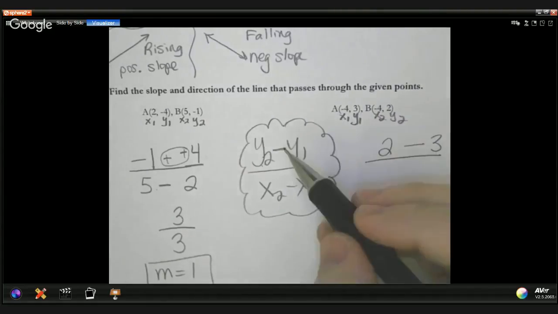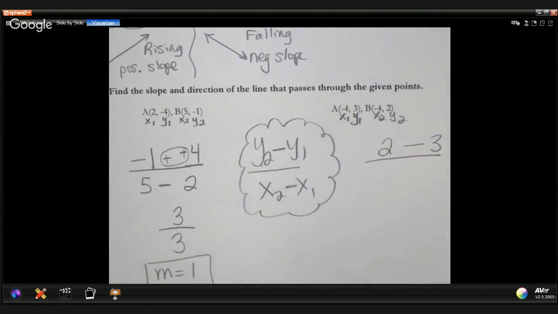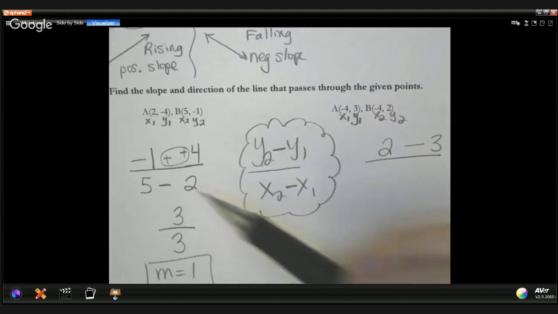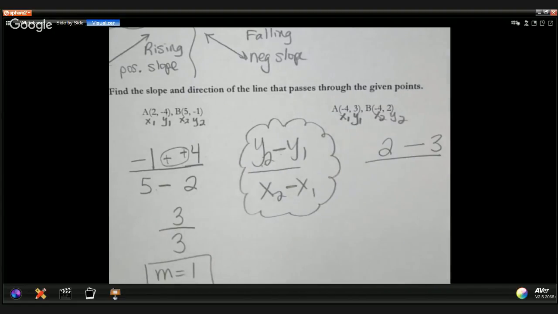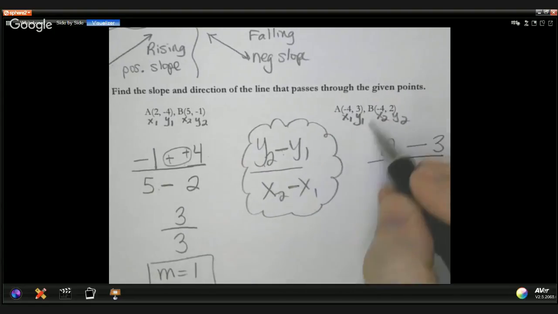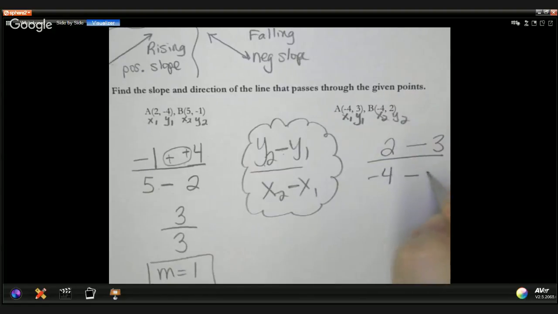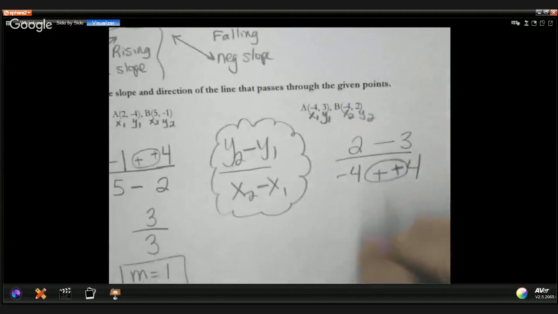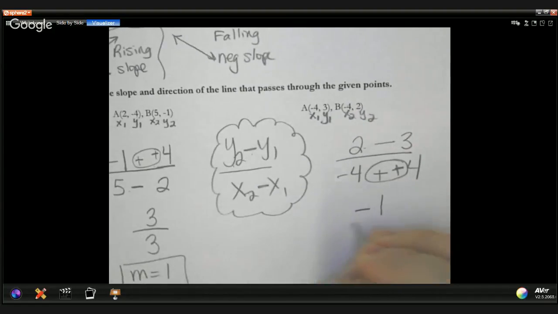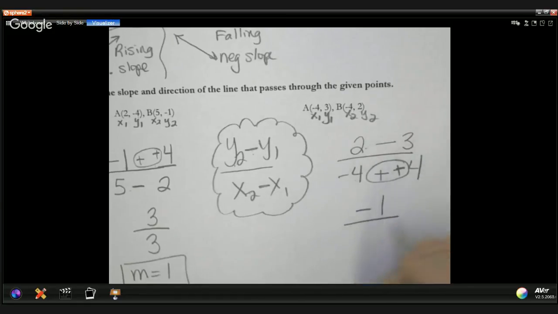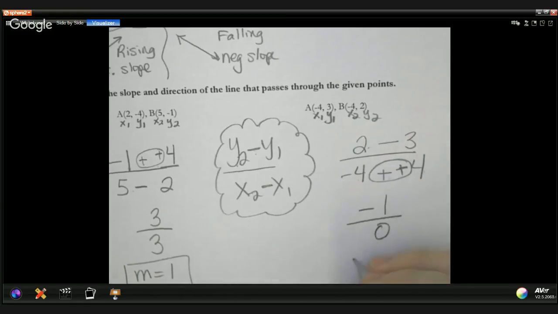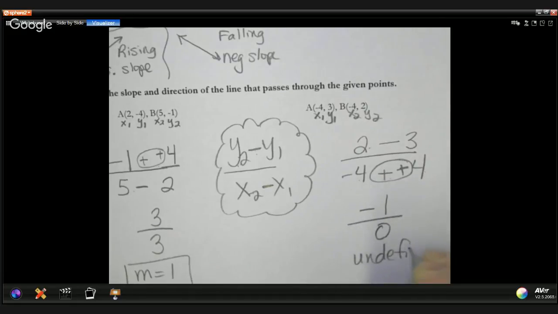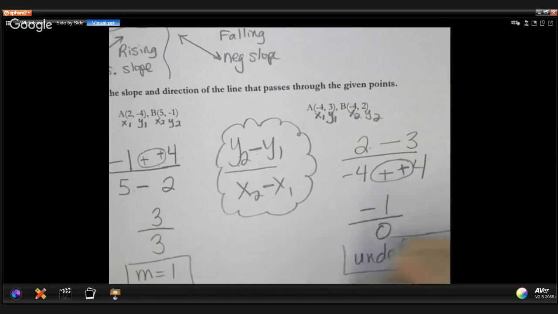And if you're curious, yes, it is always minus. Sometimes they'll turn positive, but the formula says to minus, so we minus. And so now it's going to be x2, because we're on the bottom, -4 minus -4. So I have two negatives on the bottom, so that becomes positive. 2 minus 3 is -1, and -4 plus 4 is 0. So this problem, you're not allowed to divide by 0, so this is undefined. So that's a vertical line.